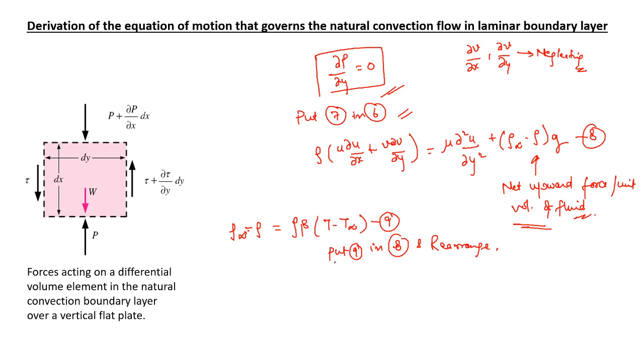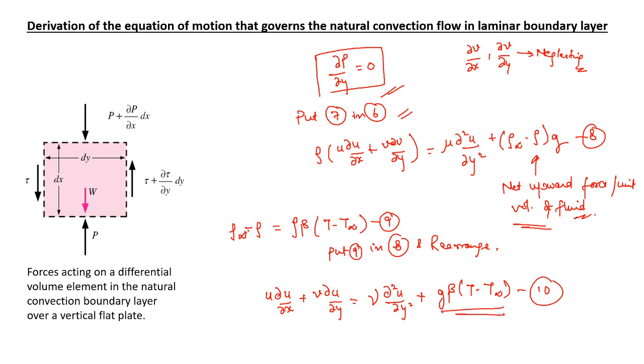We do some arrangements and we get u ∂u/∂x plus v ∂u/∂y is equal to ν ∂²u/∂y² plus gβ(T − T∞), and let's say this is equation number 10. So this is the equation that governs the fluid motion in the boundary layer due to the effect of buoyancy, right? So this is a very important equation.